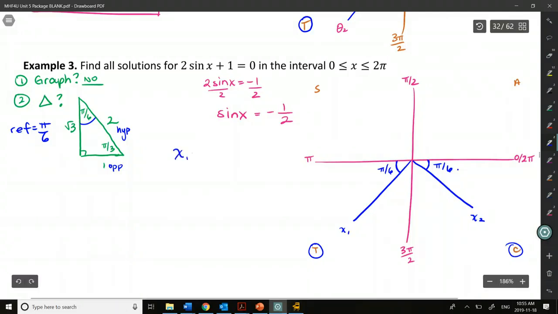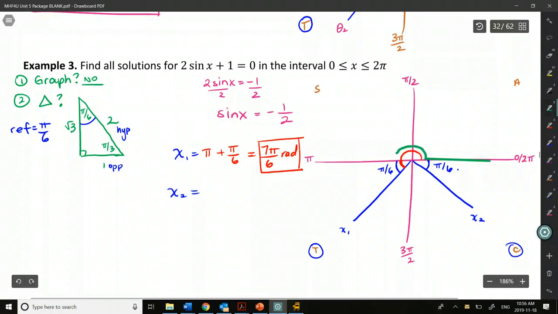So x1. I want the rotation from 0 to pi plus an extra pi over 6. So I'm going to do pi plus pi over 6. Okay, we did this calculation in an earlier question. It ended up being 7 pi over 6. If you're not sure, find the common denominator. And x2, how could we calculate x2? We want the rotation from 0 all the way to here.